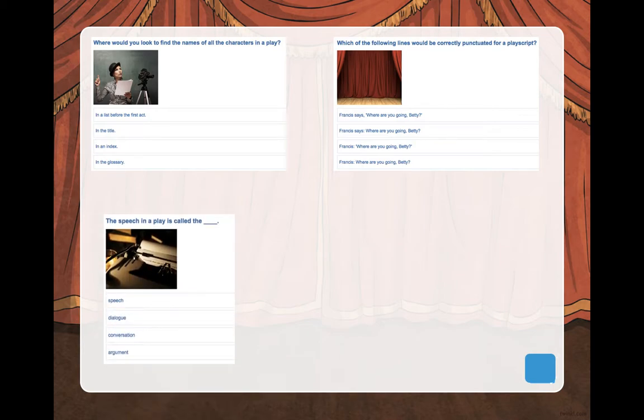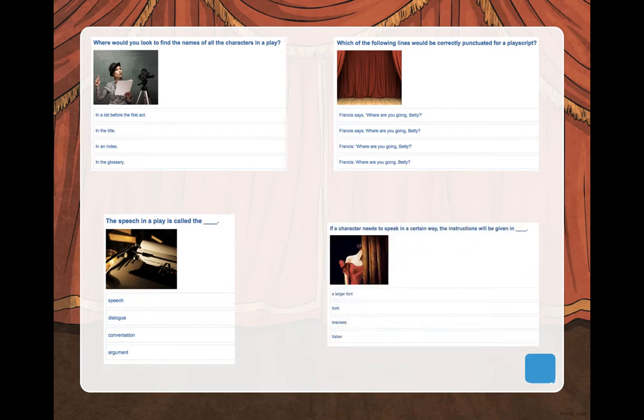Number 3, the speech in a play is called the, is it 1, speech, 2, dialogue, 3, conversation, or 4, argument? And last of all, if a character needs to speak in a certain way, the instructions will be given in number 1, a larger font, 2, bold, 3, brackets, or 4, Italian. Right, some of those would be quite easy to ignore right at the start.